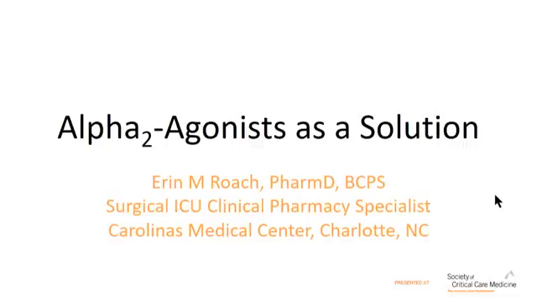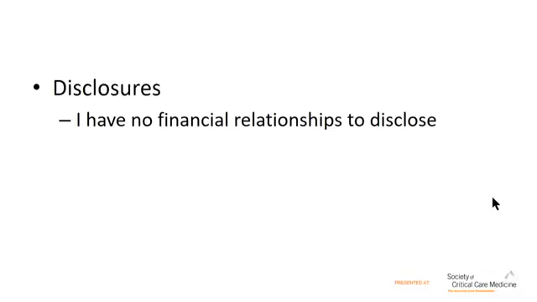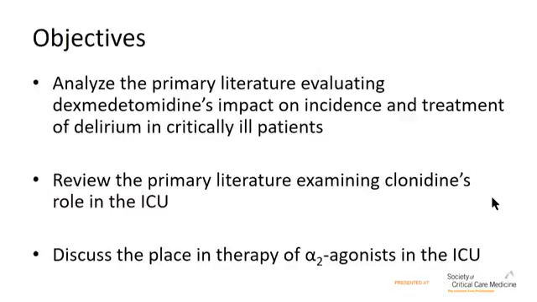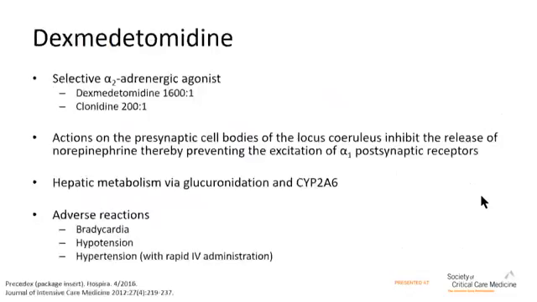Good morning, everyone. So I have no disclosures to report. And today we're really going to analyze the primary literature available on dexmedetomidine's impact on both the incidence and treatment of delirium in critically ill patients. We'll review a little bit of a niche area with clonidine as far as what role it can help us with in nowadays healthcare with examining cost. And then finally wrap it all up with discussing the place in therapy of alpha-2 agonists.